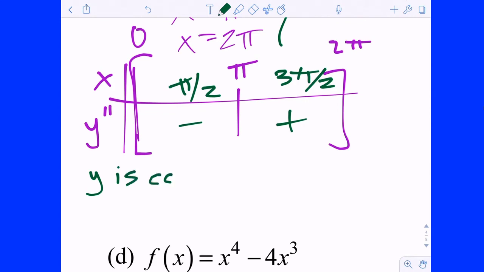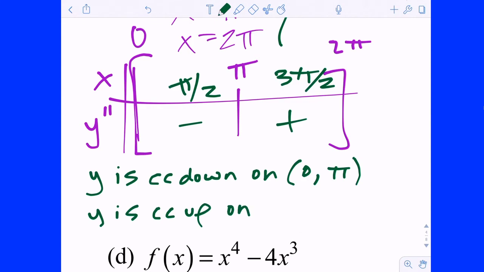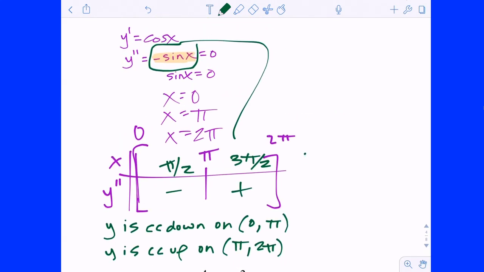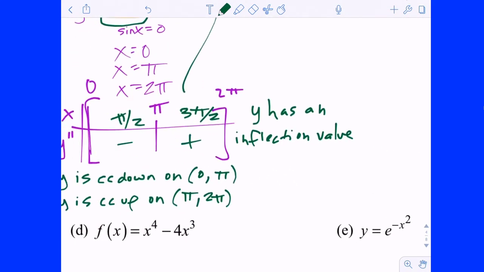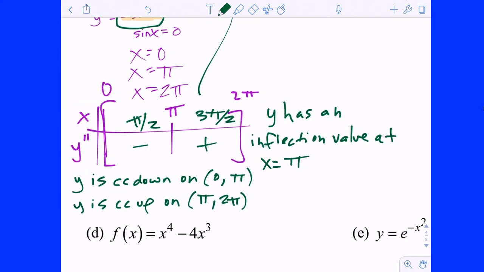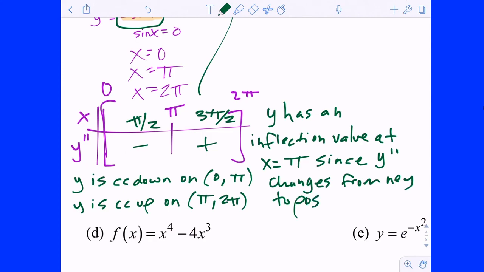Y, bless you, is concave down like a frown on the open interval from 0 to pi. Y is concave up like a cup on the interval from pi to 2 pi. And then here's the sentence for the justification. Y has an inflection value. Did it ask for the point or the value? Because that's the difference between finding the y value or not. Y has an inflection value at x equals pi, since, and you'll get used to this argument, it's very similar to the first derivative, since y double prime changes from negative to positive at x equals pi.